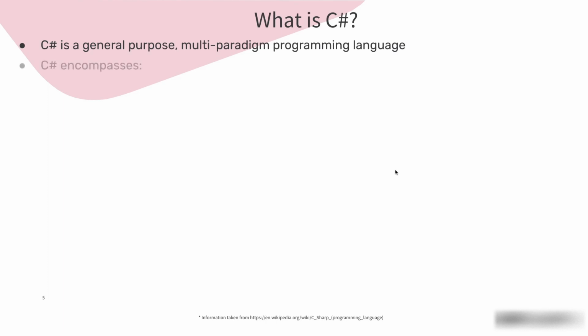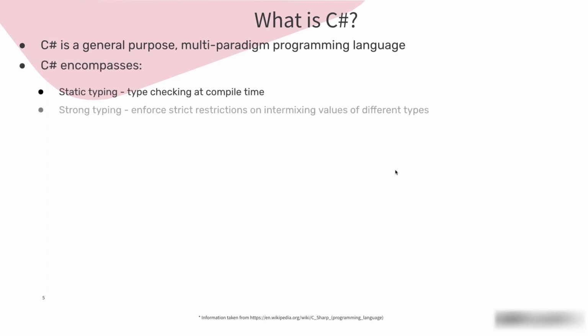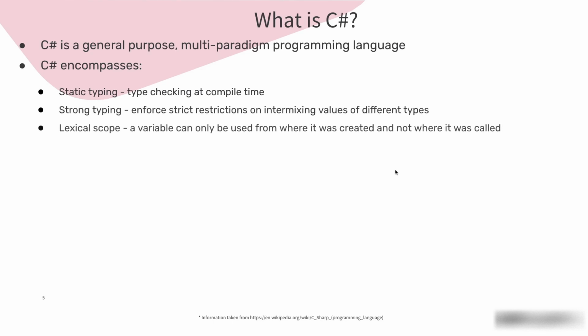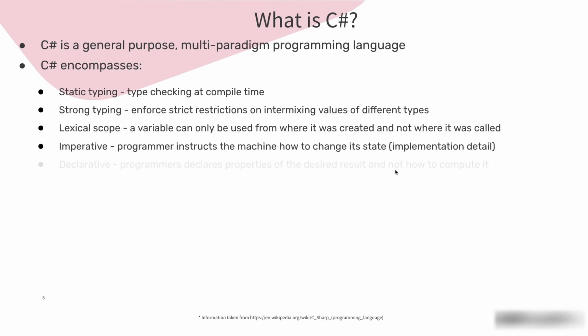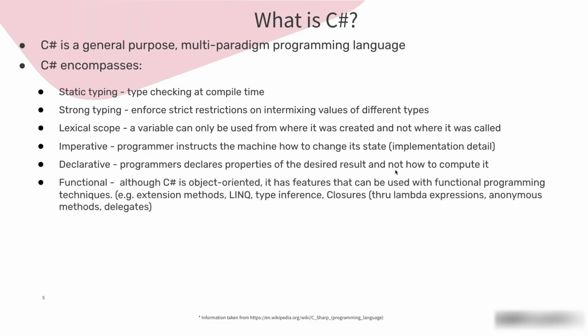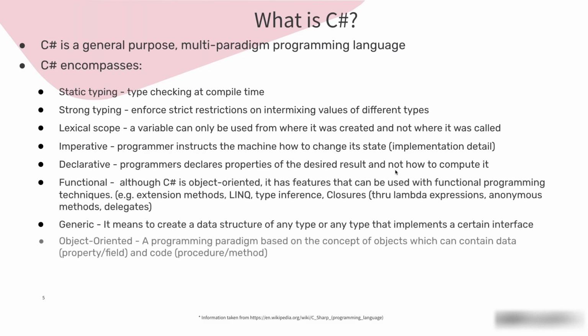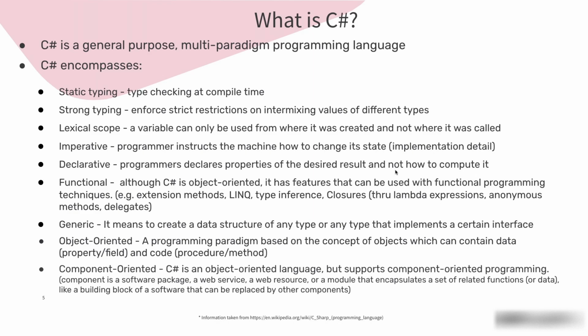So what is C Sharp? C Sharp is a general purpose multi-paradigm programming language. So it means it encompasses the following: static typing, strong typing, lexical scope, imperative, declarative, functional, generic, object-oriented, and component-oriented.